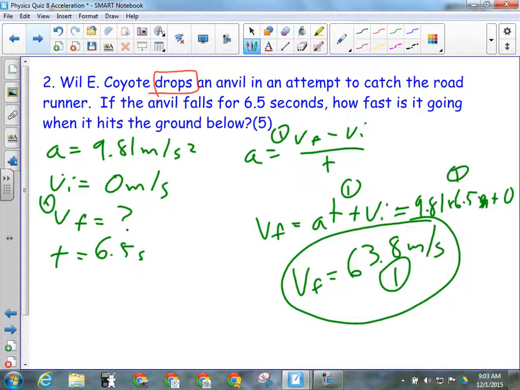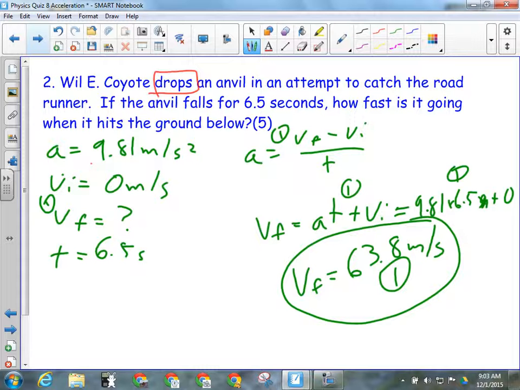So anytime you see the word drops or falls, or something like that, it implies that VI is 0. All right, so VI is 0. All things on Earth accelerate at 9.81 meters per second squared. That's on your formula sheet. Acceleration due to gravity. VF is the thing we're looking for, and time is 6.5 seconds. So we got A equals VF minus VI over T.